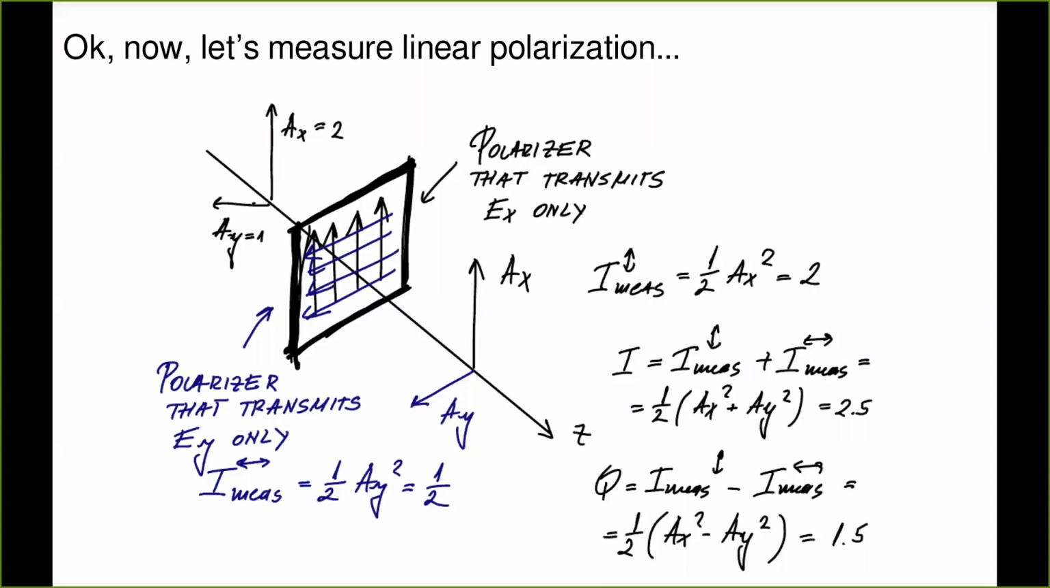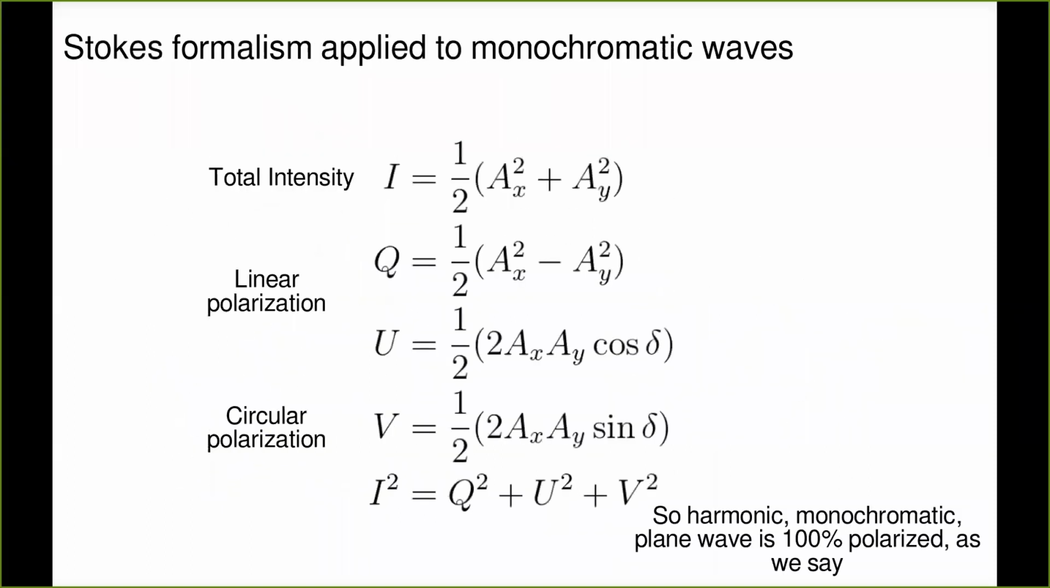Well, is it really 1? It's squared. So I squared is 6.25. Q squared is 2.25. So U squared is going to be 4, so it's going to be 2, right? So let's go back to the definition here. U is 1/2 times 2 times 2 is 4, times 1. There is no phase difference, so it's 1. So it's 1/2 of 4, which is 2. So it checks out, right?